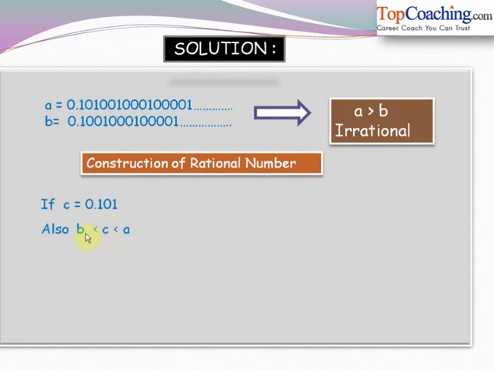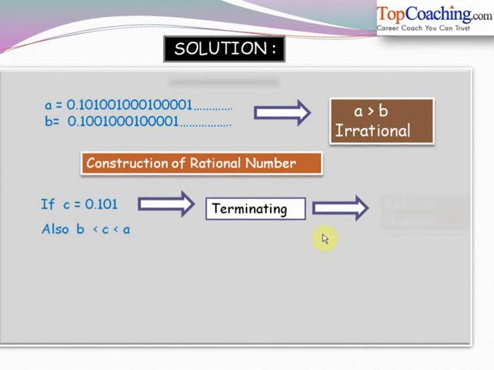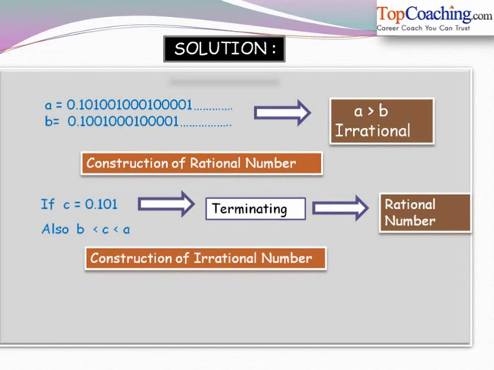Thus, C lies between B and A. Also, this is a terminating decimal, and we know that a terminating decimal is a rational number. Thus, C is a rational number which lies between A and B. Now, just the construction of an irrational number. We also have to find an irrational number between A and B.